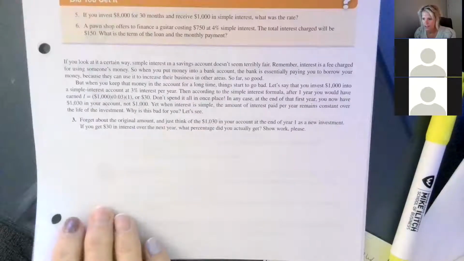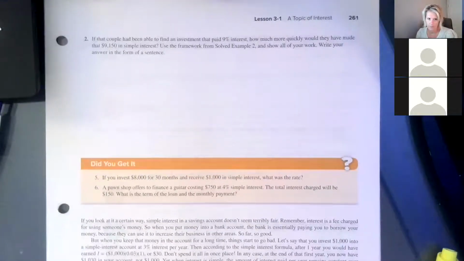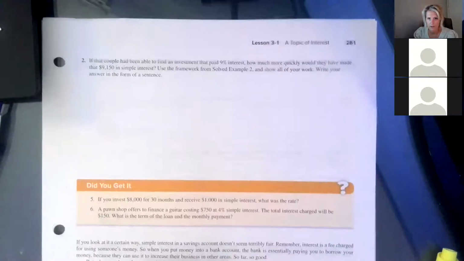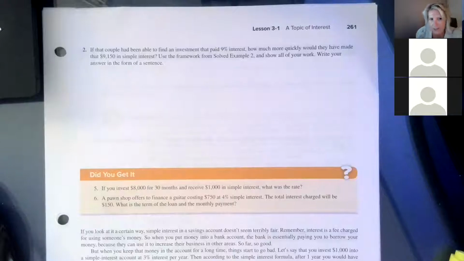So let's take the show on the road here and look at number two. It says, if that couple had been able to find an investment that paid 9%, whoa, that's amazing, how much more quickly would they have made that $9,150 in simple interest? Use the framework from solved example two and show all of your work. Write your answer in the form of a sentence. I'm going to let you look for just a minute here. Anybody willing to share how they did it?